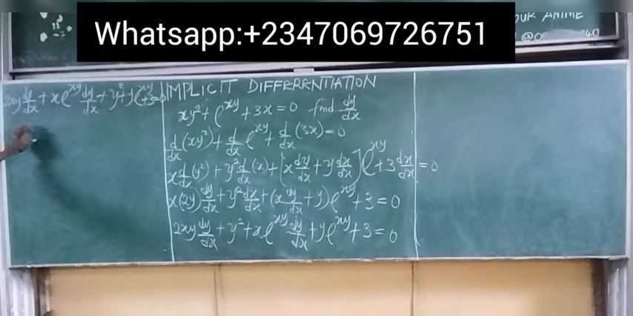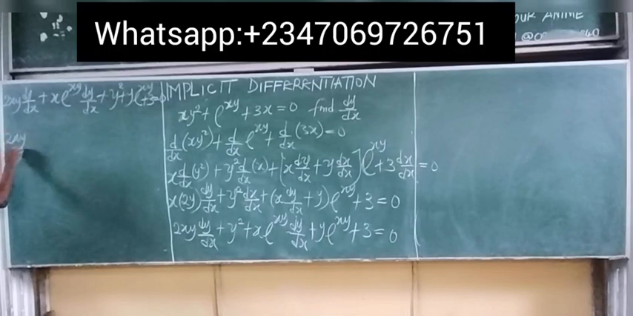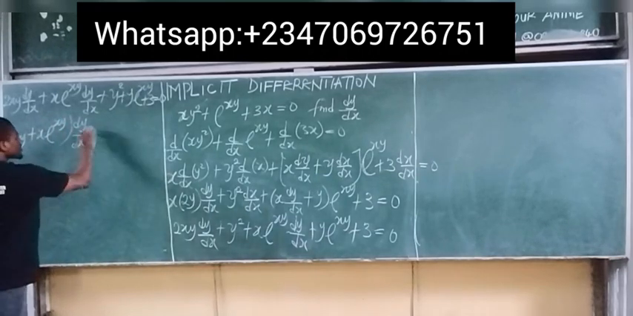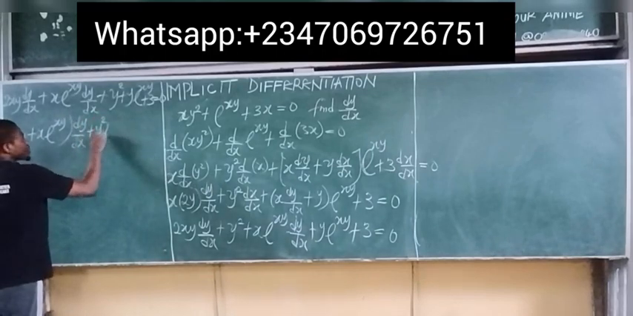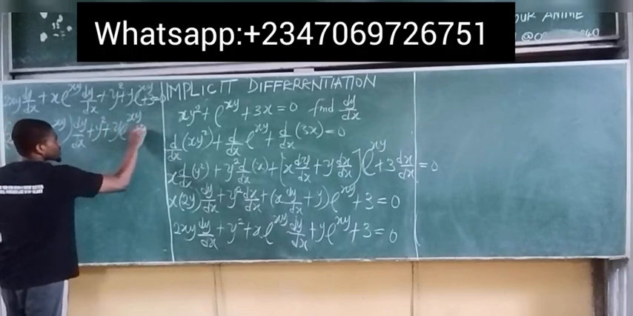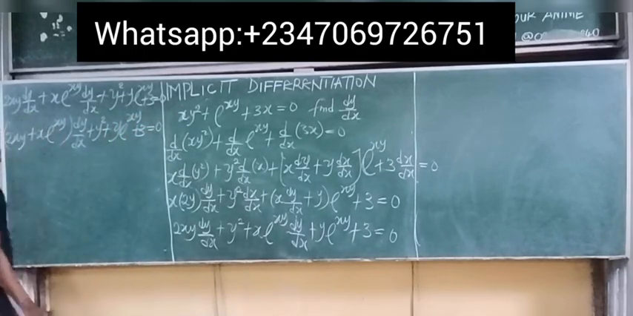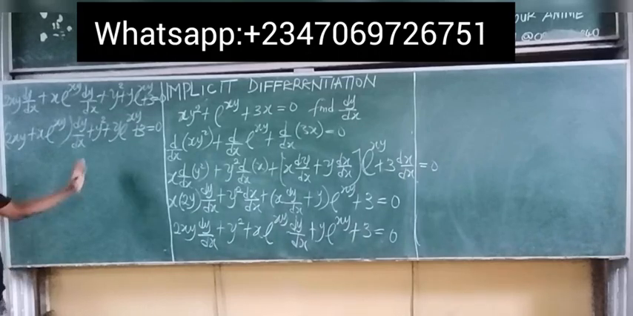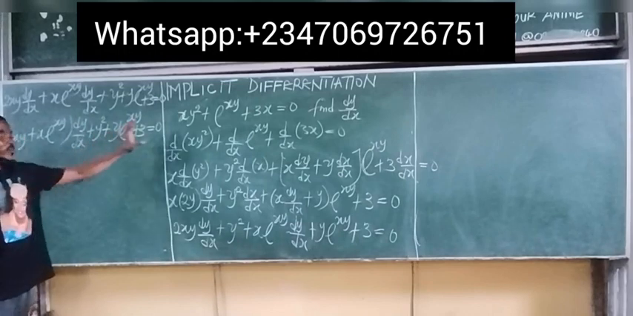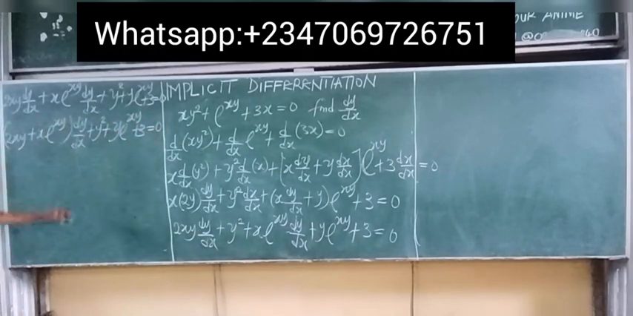So at this point, we factor the dy/dx between these two. I'll simply have (2xy plus x e^(xy)) all into dy/dx, plus y squared plus y e^(xy) plus 3 equal to 0. So all I need to do is send the whole of this term, which does not contain the dy/dx, over to the other side of the equation. That makes it easier for us to find the value of dy/dx.